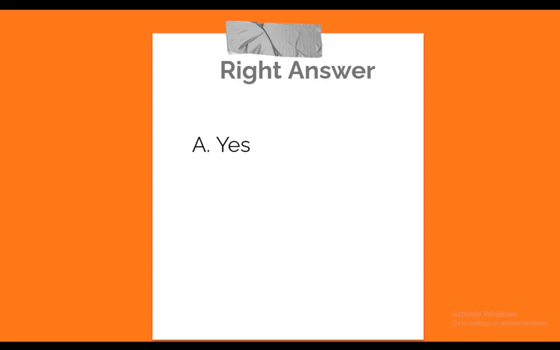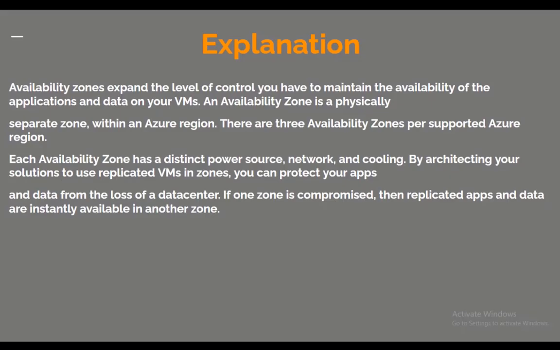Yes. Explanation. Availability zones expand the level of control you have to maintain the availability of the applications and data on your VMs. An availability zone is a physically separate zone within an Azure region. There are three availability zones per supported Azure region. Each availability zone has a distinct power source, network, and cooling. By architecting your solution to use replicated VMs in zones, you can protect your apps and data from the loss of data centers. If one zone is compromised, then replicated apps and data are instantly available in another zone.